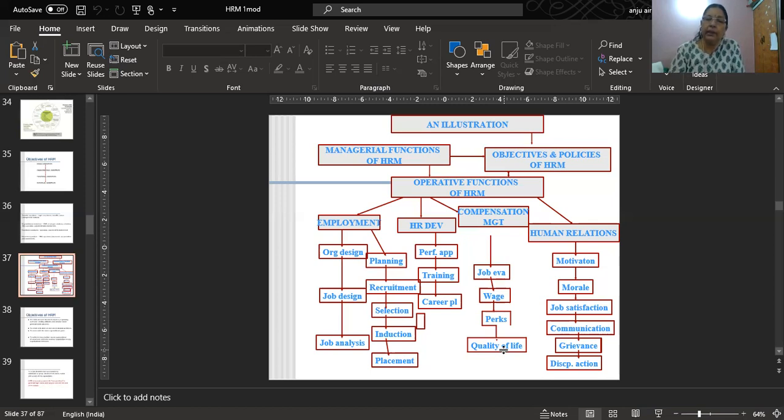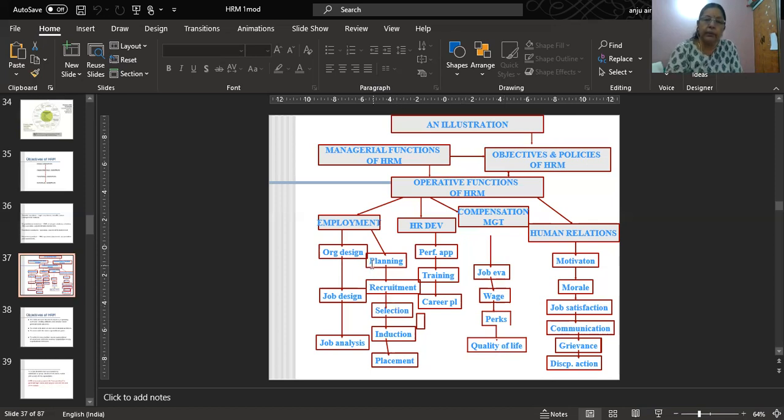Then human resource development, how to do it? You do performance appraisal of your existing employees. Those employees who need additional skills, additional knowledge, you give them training and develop their careers.